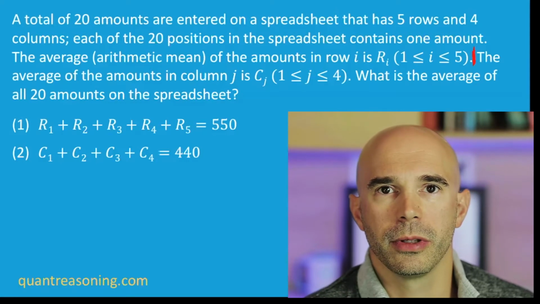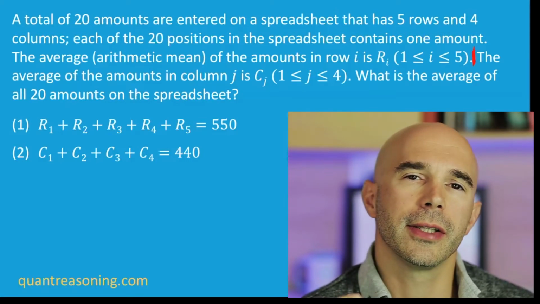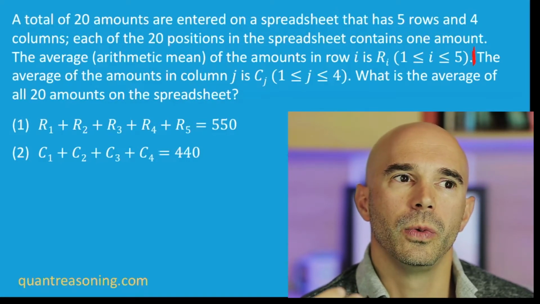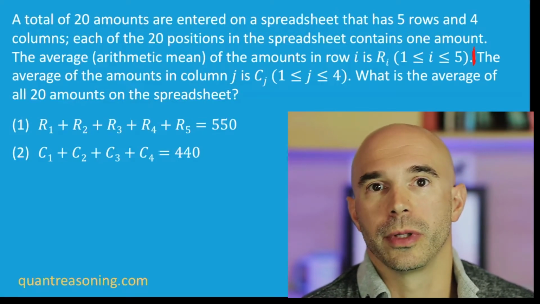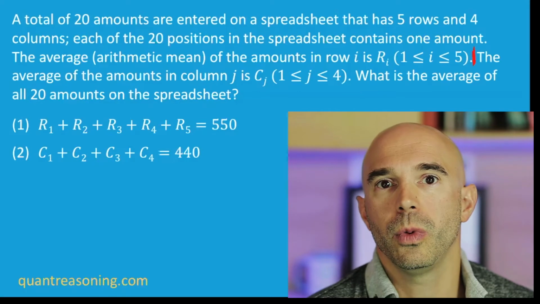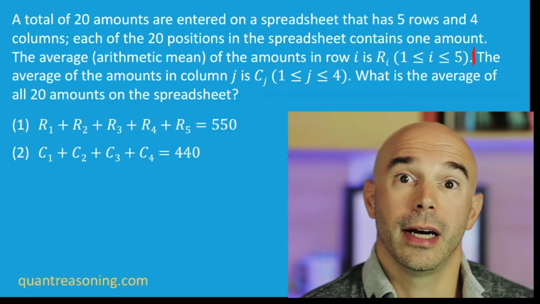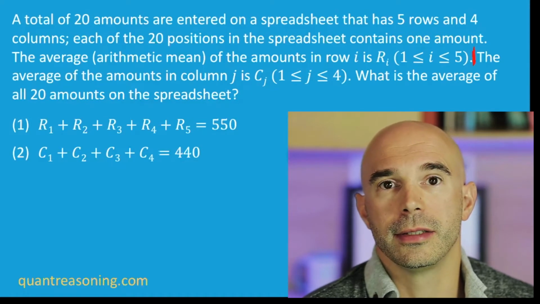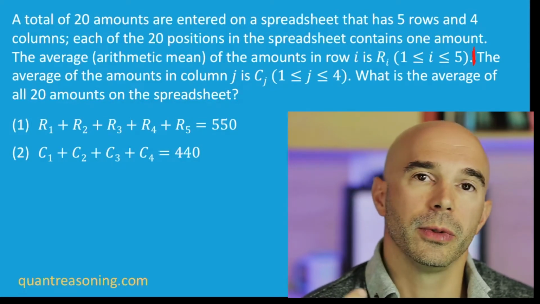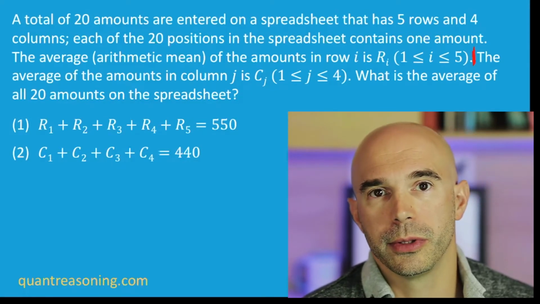Knowing that there are a total of 5 rows, this is their way of saying, we're just going to use the letter I to represent which row we're talking about. So if we're talking about row 1, then in that case, I equals 1. So when I equals 1, Ri is row 1. When I equals 2, Ri is row 2, and so on.